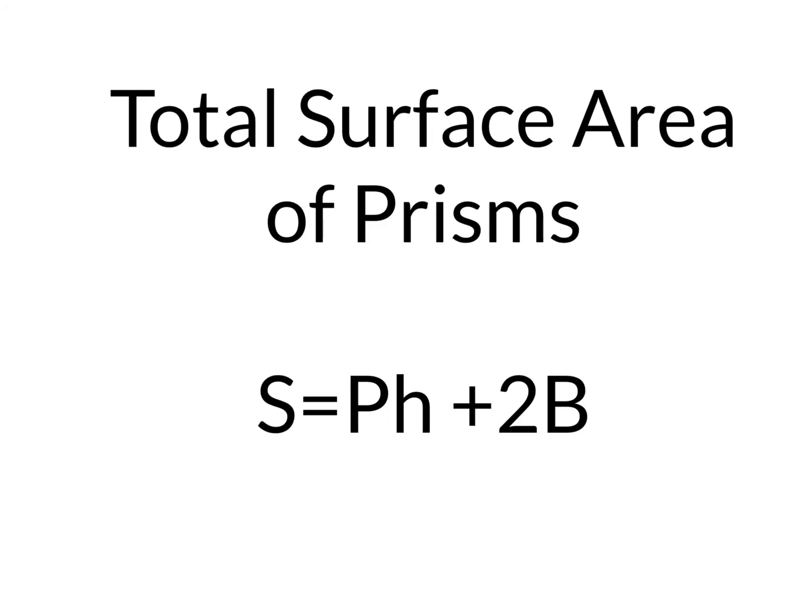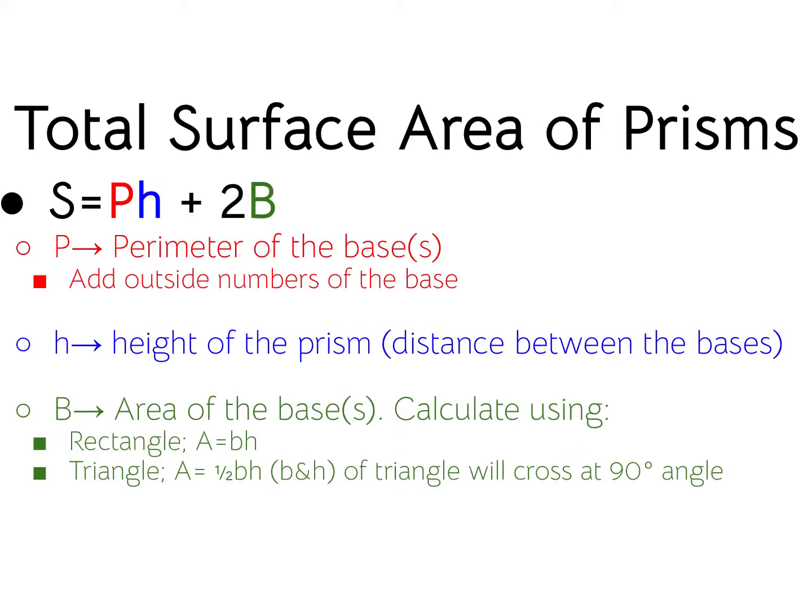In this video, we're going to talk about calculating the total surface area of prisms using the formula: surface area equals perimeter of the base times height of the prism plus 2 times the area of the base. First, let's break down the formula.